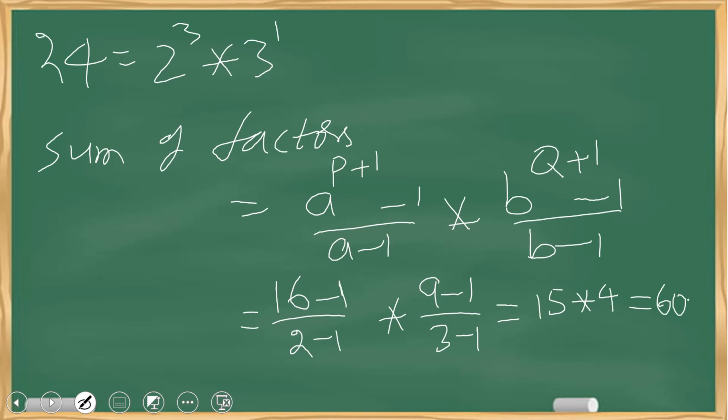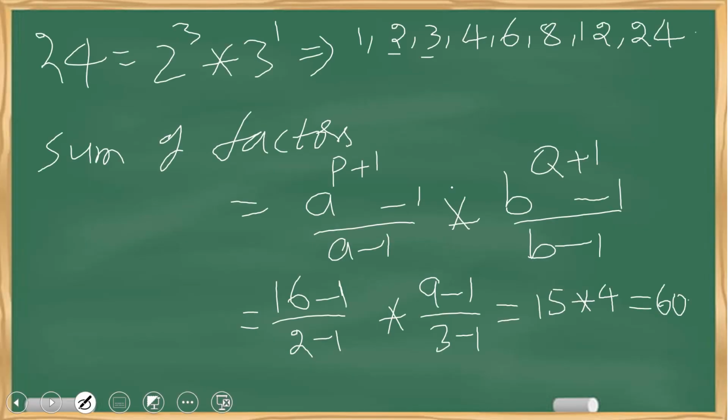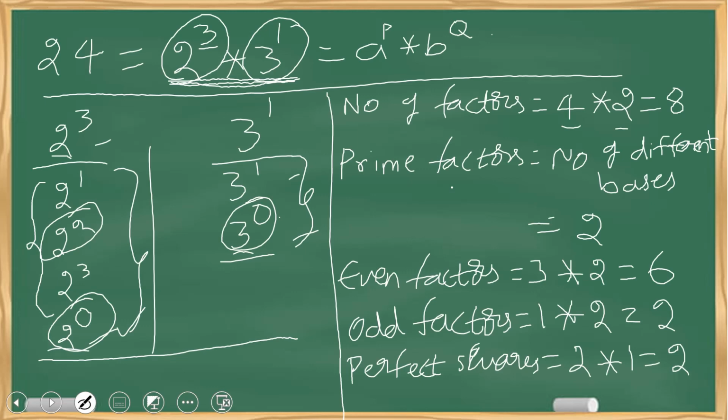Now how can I believe all these values are correct? So find the factors of this: 1, 2, 3, 4, 6, 8, 12 and 24. In the previous slide we discussed the number of prime factors. 2 prime factors are there. We got the same value, 2. Next, how many total number of factors are there? Totally 8 factors are there. So again here we got 8 factors.